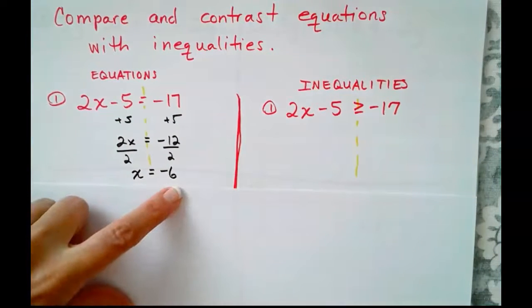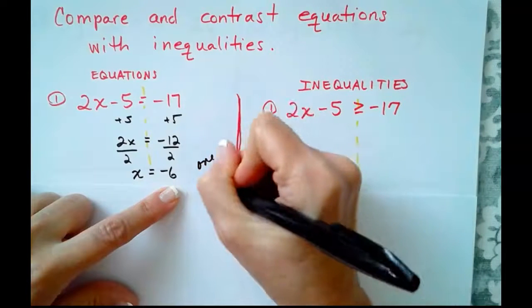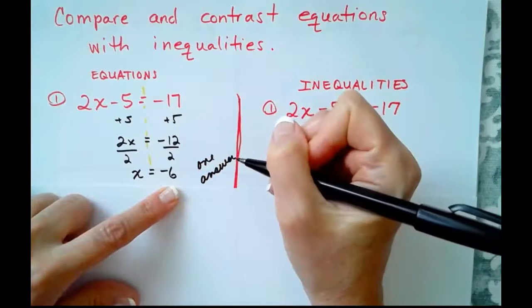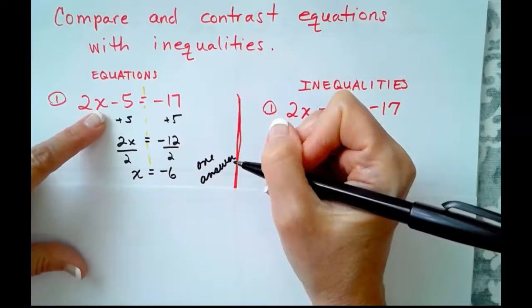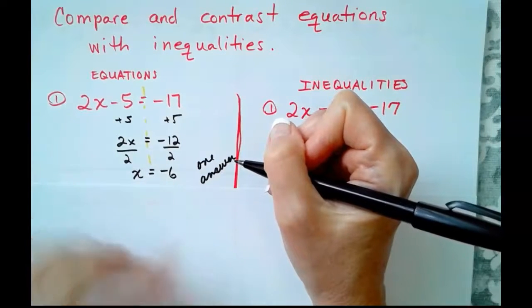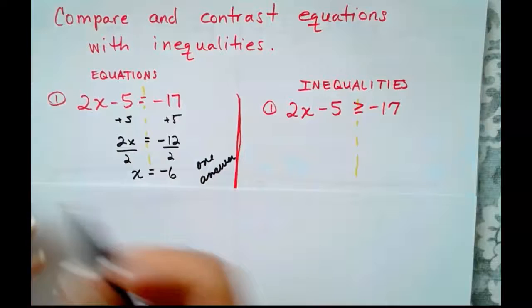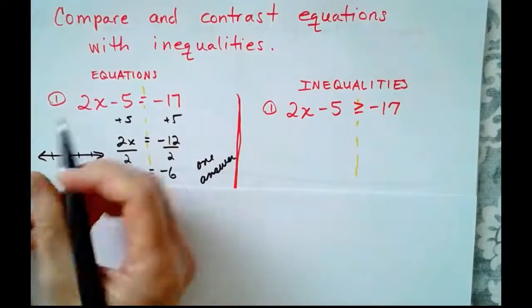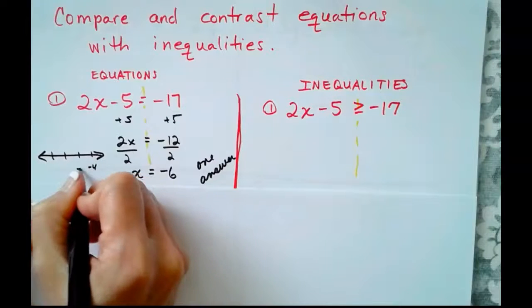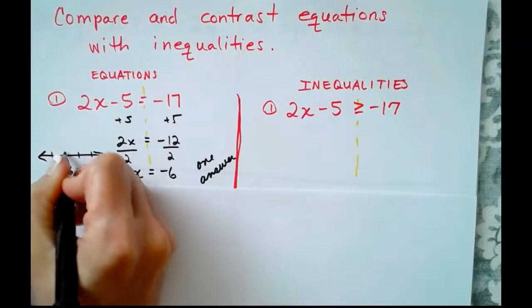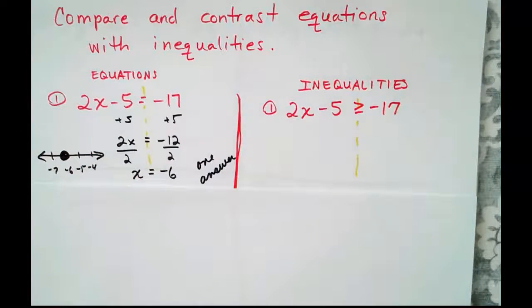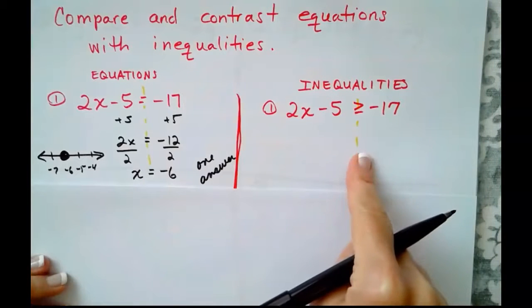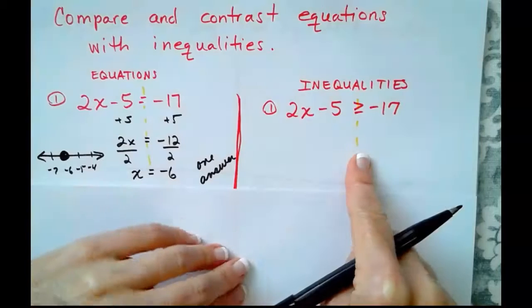x is negative 6. There is only one answer here that is going to make this equation a true statement, and it's negative 6, and that's it. So if we were to put this on the number line, it would only have one solid circle, and that solid circle would be on negative 6. No shading. If we're dealing with an equation, there is no shading whatsoever. But we will have shading when we are graphing the solutions for inequalities.